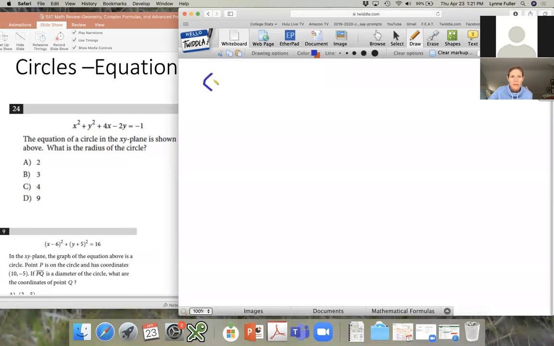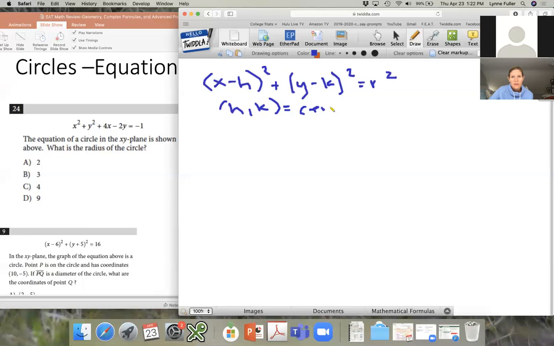The equation of the circle looks like this: (x minus h) squared plus (y minus k) squared equals radius squared. So (h, k) is the center of your circle, and the square root of r squared is your radius. Cool? So what we're going to do is actually learn how to get it into this form when it's in this yucky form to start.